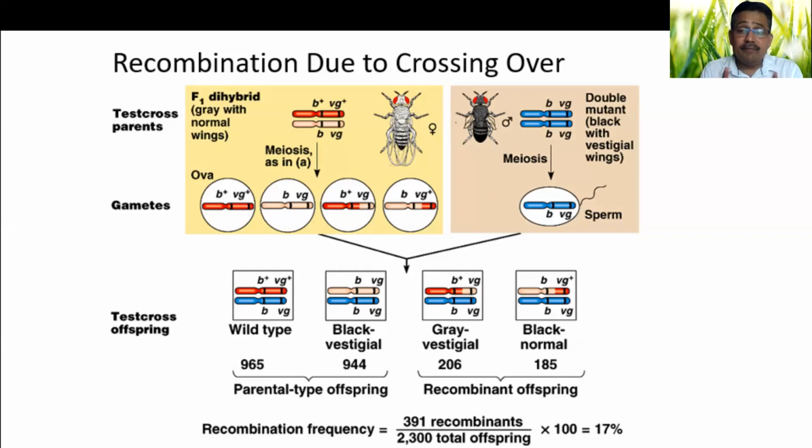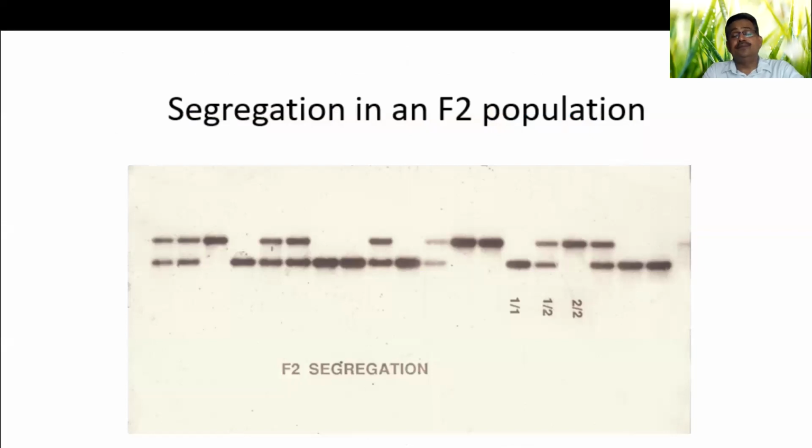So at a time when two markers are taken, in this case two phenotypes, that is wing type and also the color of the fly, between these loci there is 17% recombination. That is almost proportional to a 17 centimorgan distance between these two. So that's why people calculate it.